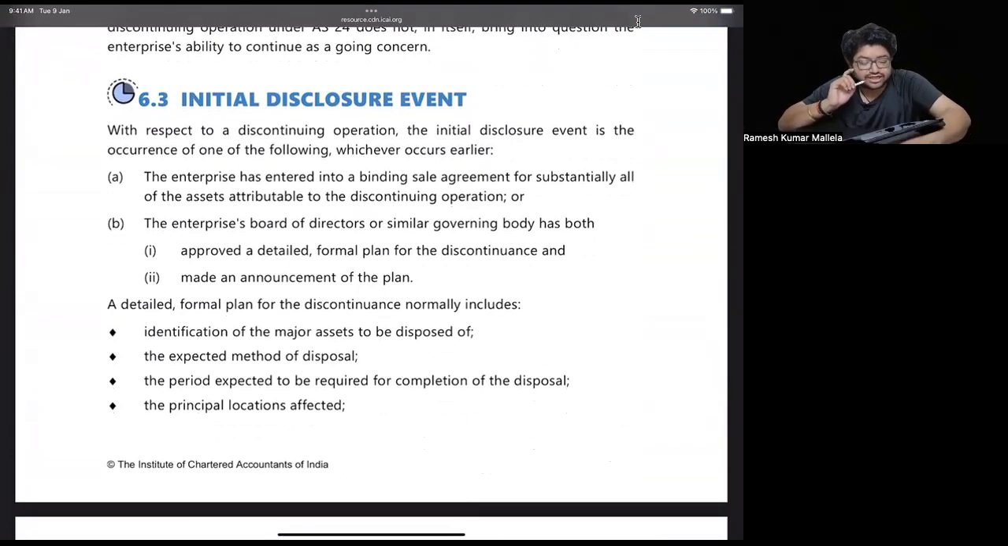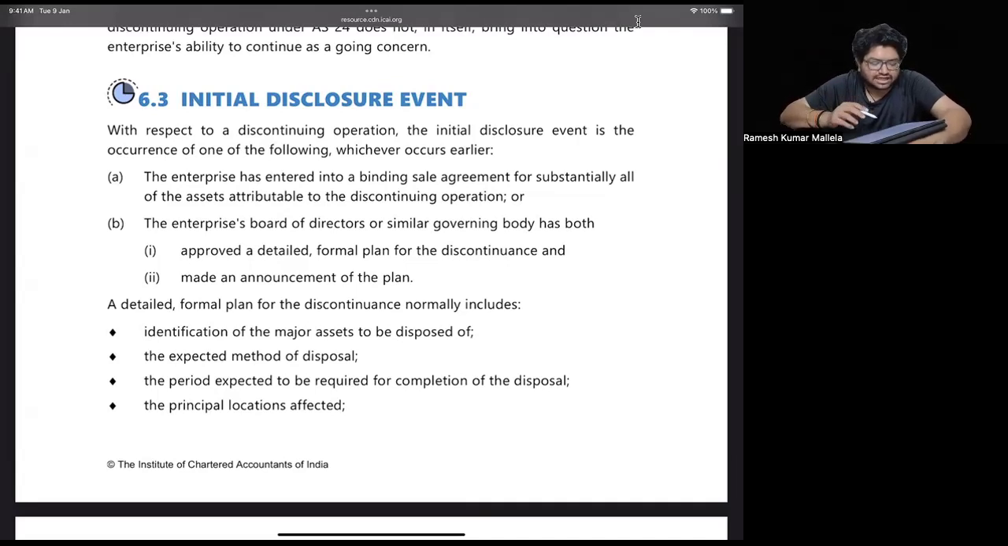With respect to discontinuing operations, the initial disclosure event is the occurrence of one of the following, which occurs earlier. The enterprise has entered into a binding sale agreement for substantially all of the assets attributable to the discontinuing operations. Already you have entered into a sale agreement, so it is as good as sold.